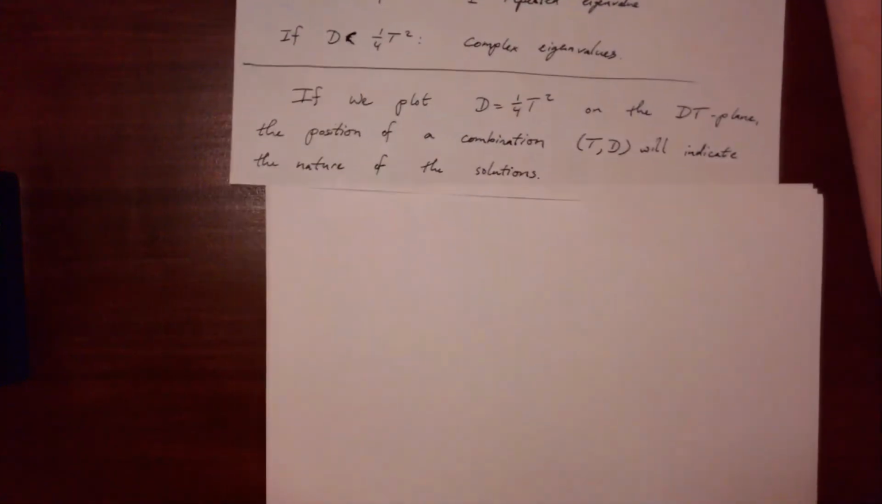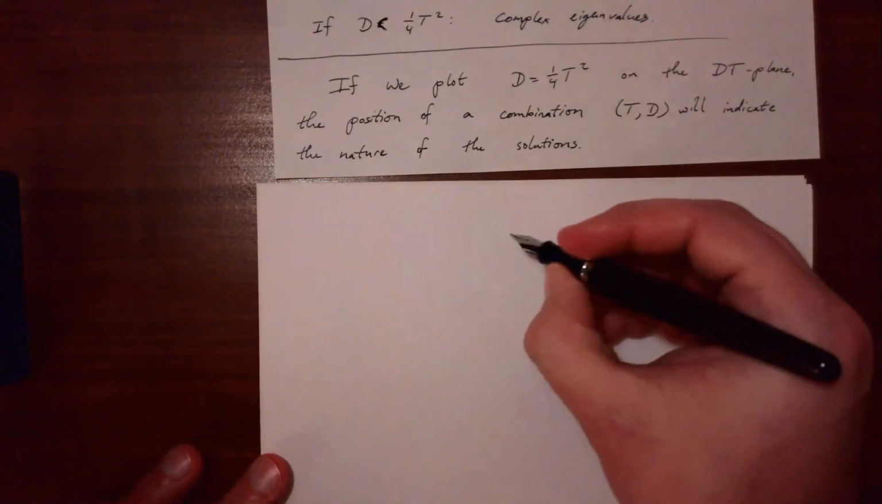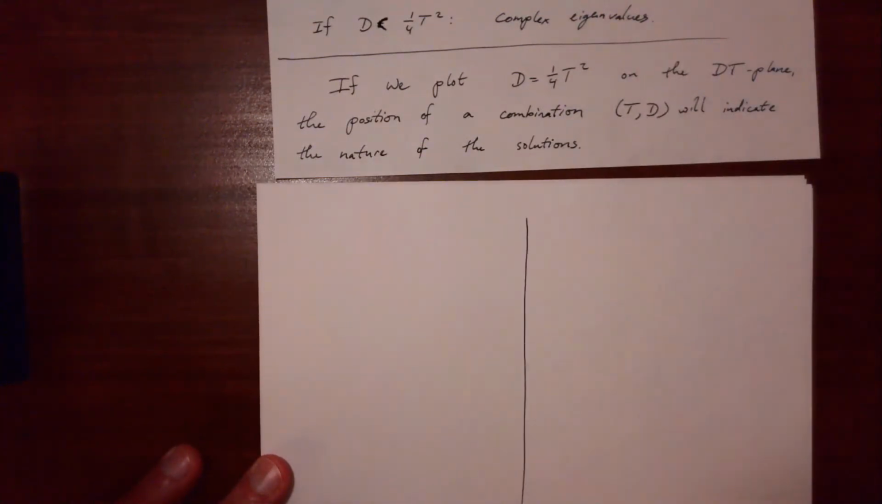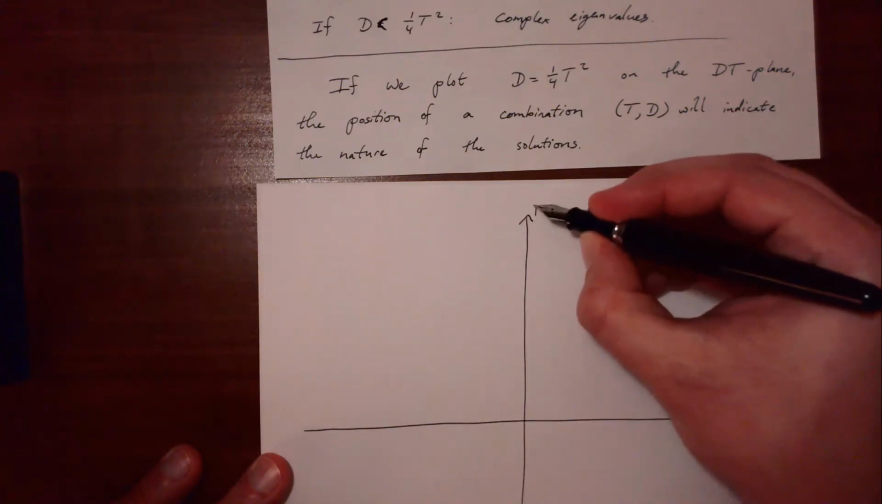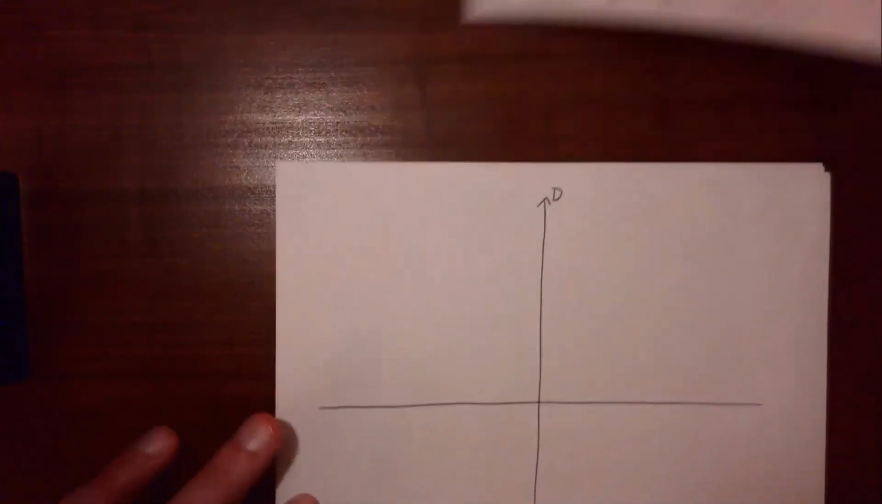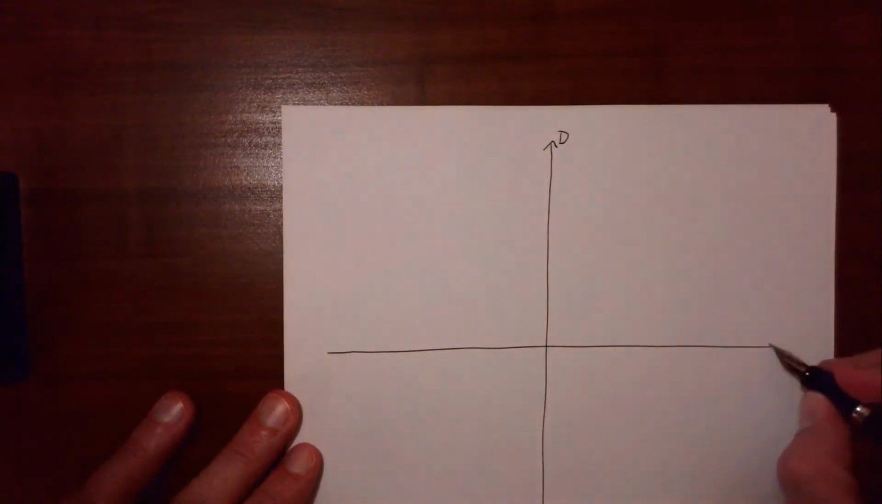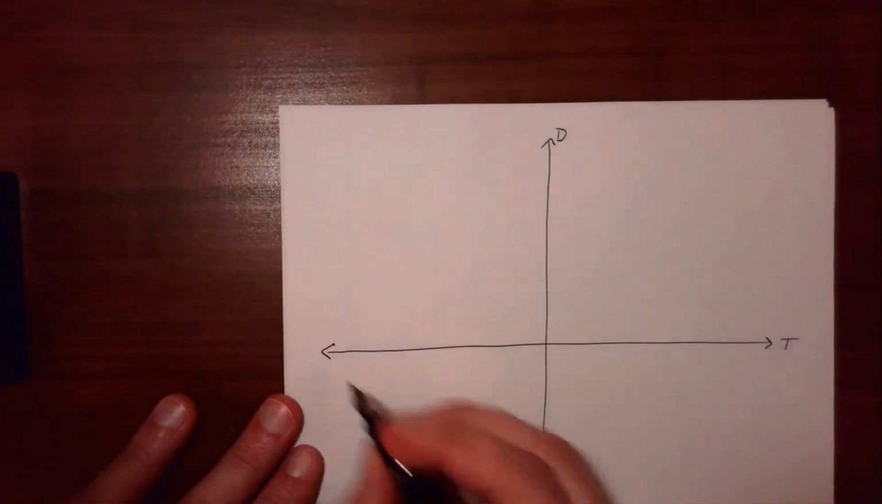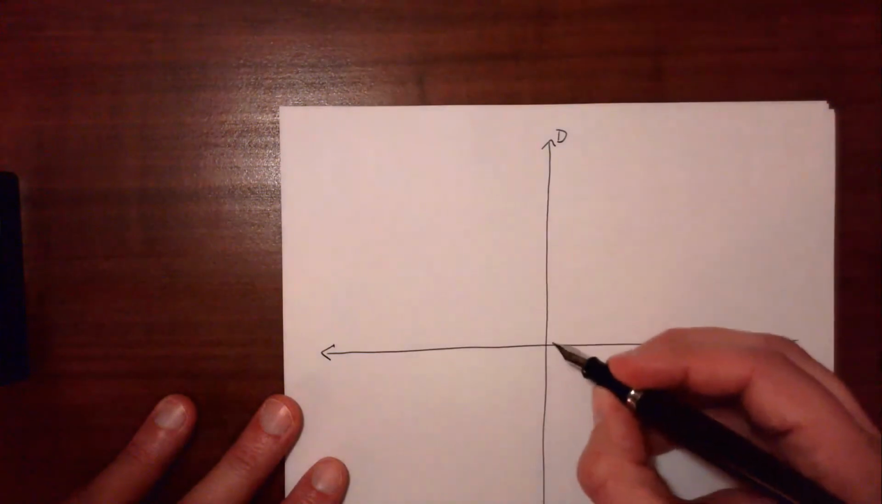So let's try this out. We're going to make ourselves a nice big determinant trace plane, or trace determinant plane. And we're going to just look at the parabola.